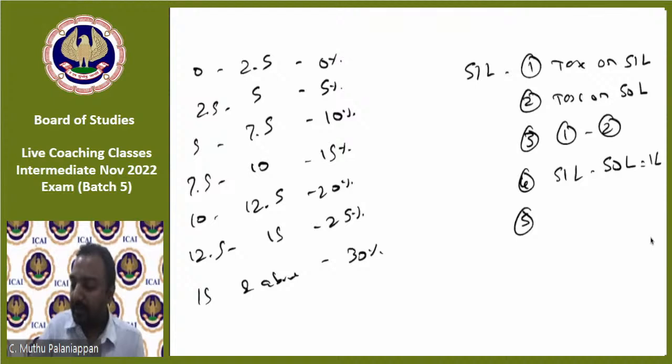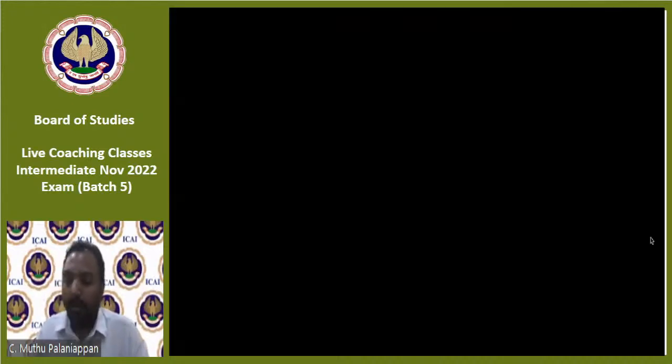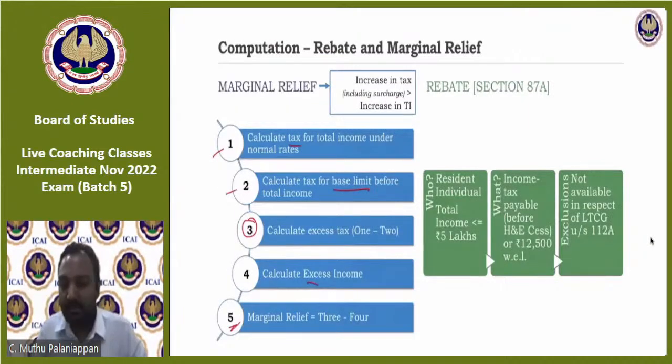So step 5 is step 3 minus step 4. If it is greater than 0, it becomes marginal relief. So this is the simple understanding of marginal relief. Hope all of you will never forget this simple understanding.